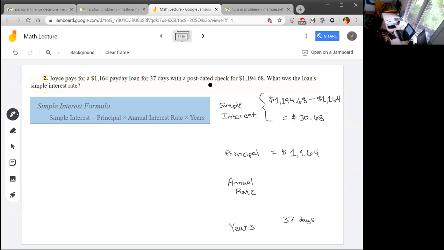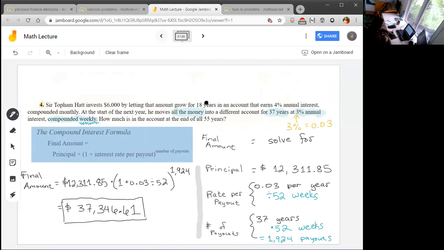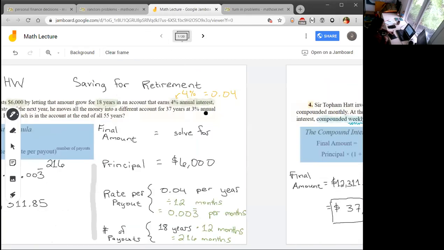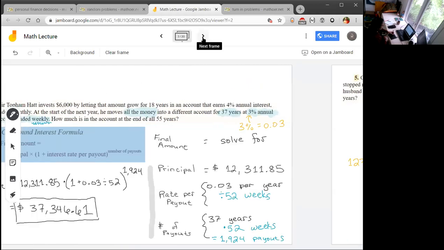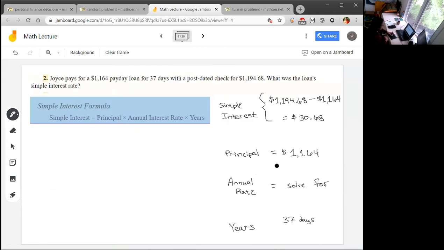I would talk more about post-dated checks, but I think we did that a couple days ago. The loan's simple interest rate, that's what we're trying to solve for. So if you've been wondering in the earlier problems, why did he bother to write out that the final amount is what we're solving for? That's kind of clear and obvious. That is just not always true. So I'm in the habit of putting final amount just to make sure that really I'm solving for the right thing.